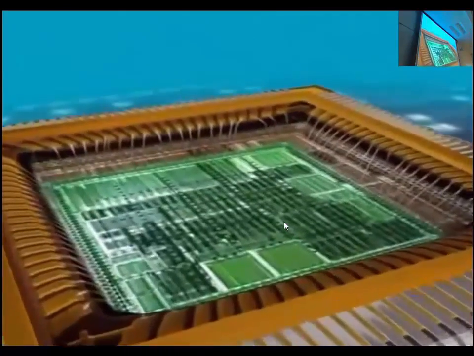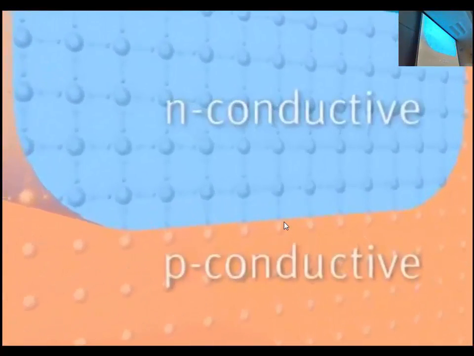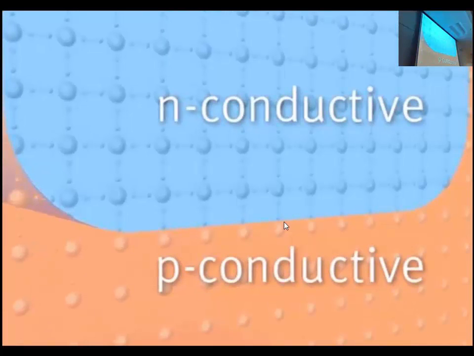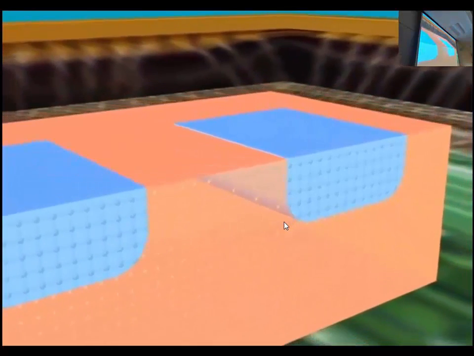The transistors in modern memory chips are constructed from P and N conductive layers such as these. Transistors are the smallest control units in the microchips. In the heart of an NMOS transistor, for example, we find P and N conductive layers of silicon crystals.